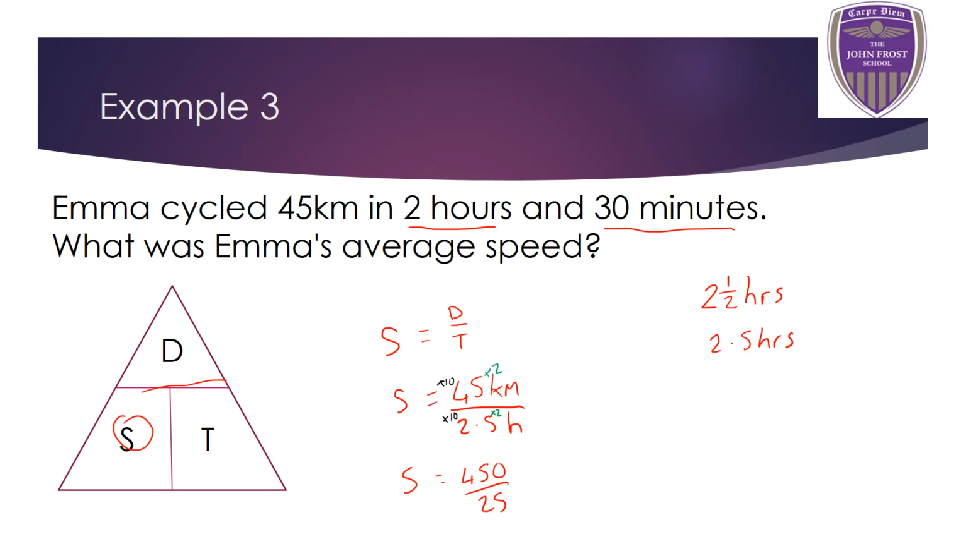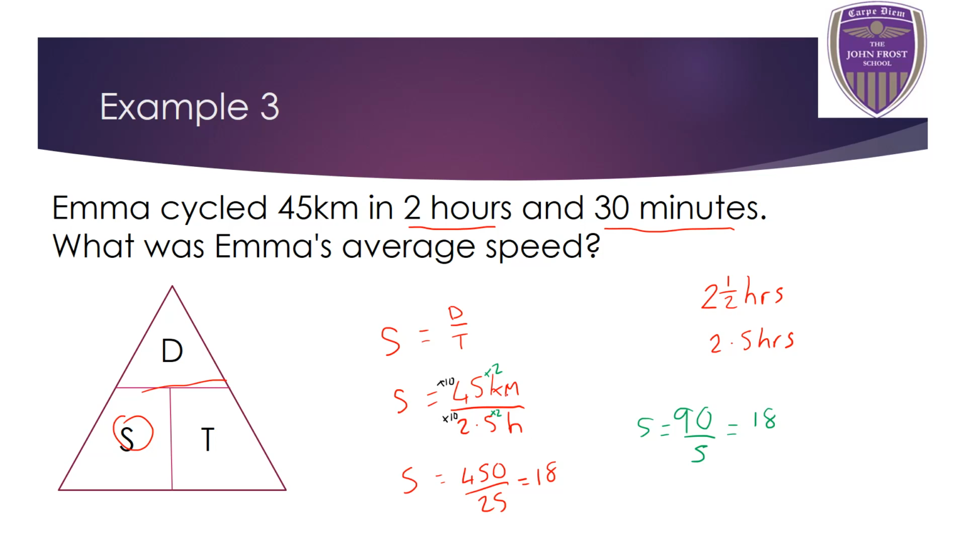So we could also double both numbers in the fraction. We could work out the average speed: doubling 45 is 90, 45 times 2, and double 2.5 is 5. If we perform both of those calculations, 90 divided by 5 is 18. And if we do 450 divided by 25, it's also 18. So either way would help you work that problem out much simpler.